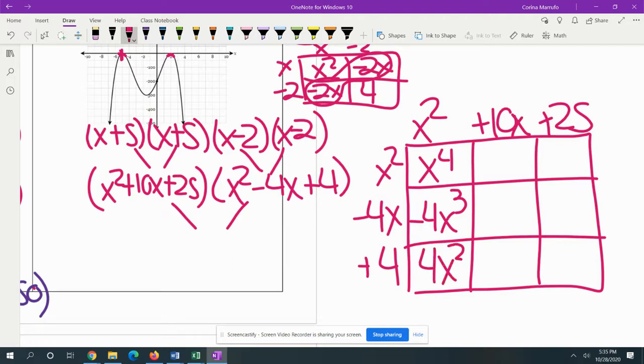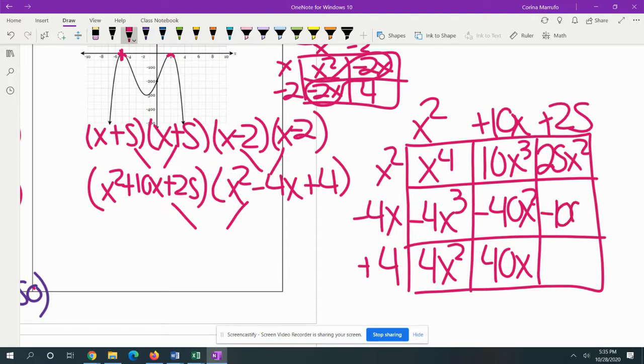Then we move to the next spot. 10x times x squared is 10x to the 3rd power. 10 times negative 4 is negative 40x squared. 10x times 4 is just 40x. Now 25. 25 times x squared is 25x squared. 25 times negative 4 gives us negative 100x. And then 25 times 4 gives me 100.